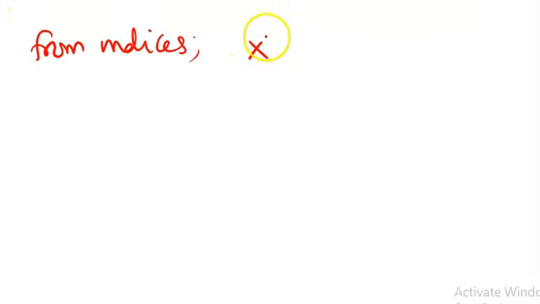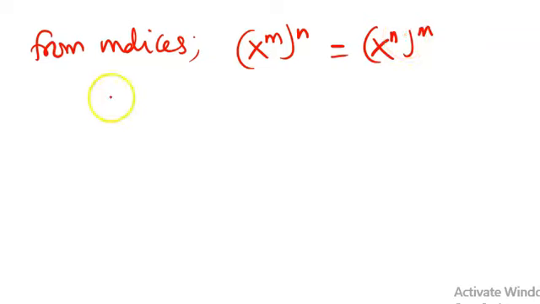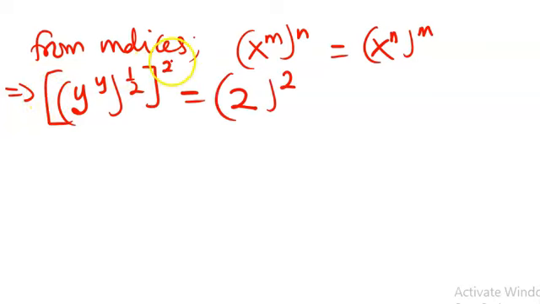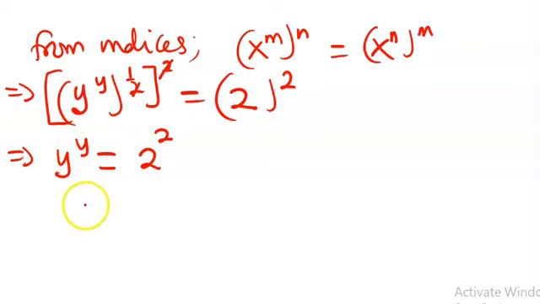Now from indices, x raised to the power m, all raised to the power n, is the same as x raised to the power n, all raised to the power m. So this implies that y raised to the power y, all raised to the power 1 on 2, will be equal to 2. Okay. Now we want to get rid of this fraction, so we can raise both sides to the power 2. When we do that, these two will cancel. On the left hand side we have y raised to the power y, and then 2 raised to the power 2. Now if we have something like this, it means that y is equal to 2.